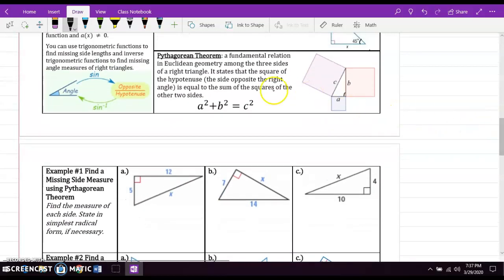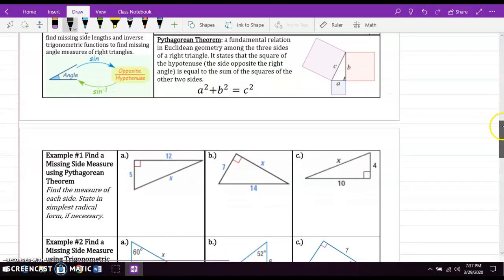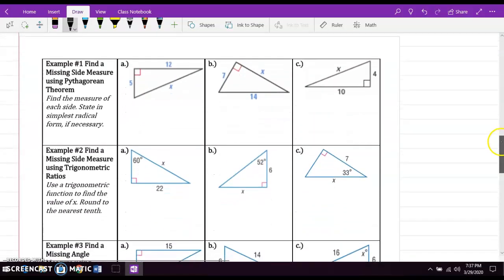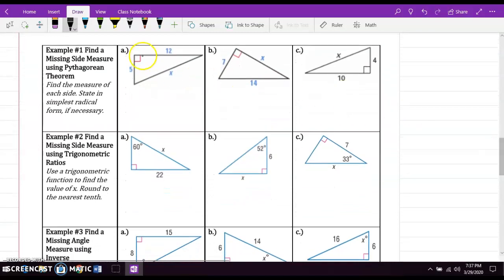And then the Pythagorean theorem is just a squared plus b squared equals c squared. So you may not even need to use trig ratios if you're just solving for sides. And that's actually our first practice problem. So we're going to jump right in.